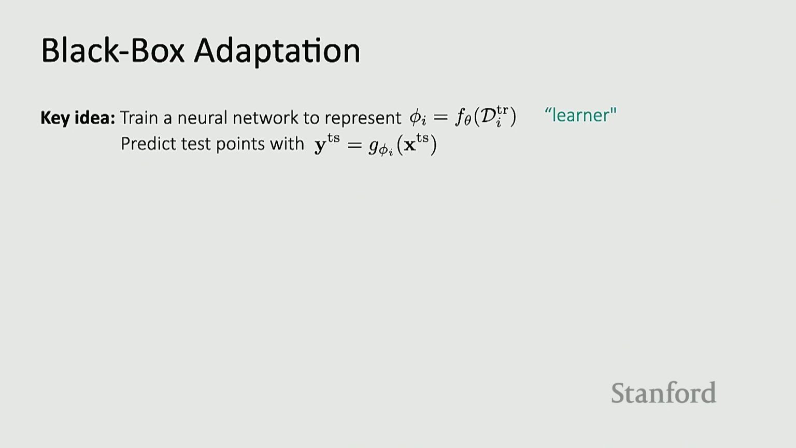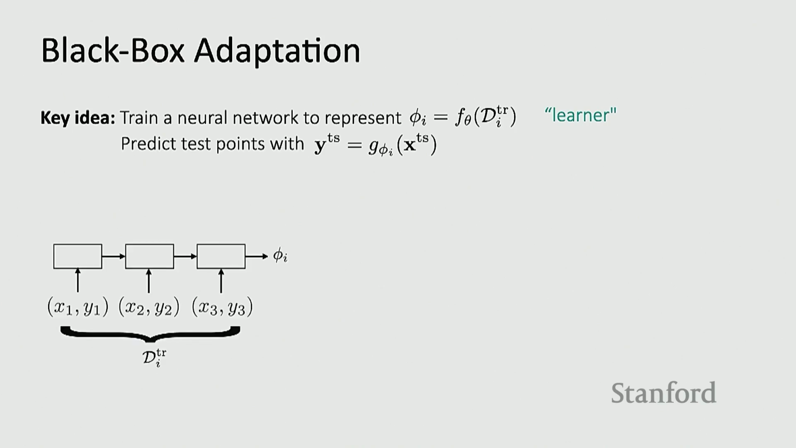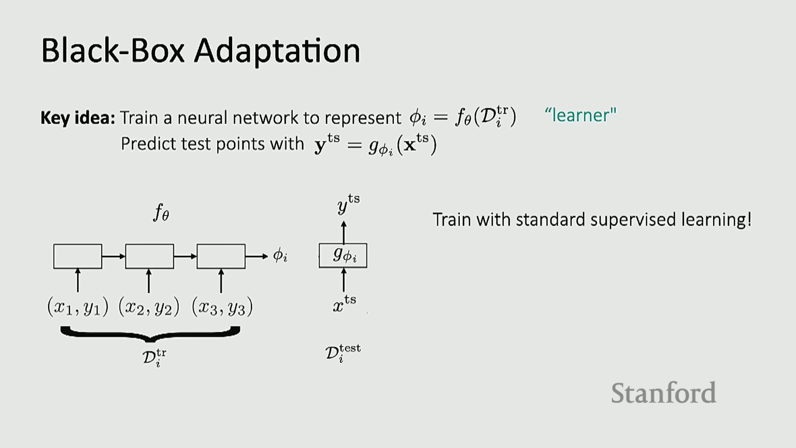And so essentially what this might look like is we have some neural network here. It might be a recurrent neural network that takes as input the data points from your training data set, and then uses that to output a set of parameters phi. And then you have another neural network that uses those parameters phi to make predictions for new examples. This is essentially D train and D test, or your support set and your query set. And then you can train these neural networks with standard supervised learning across all of the tasks in your meta-training set.